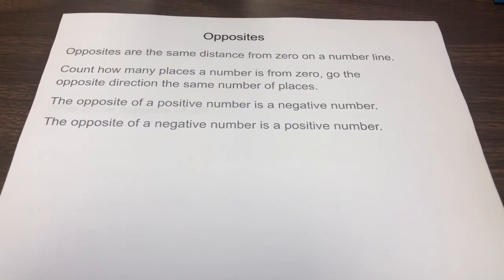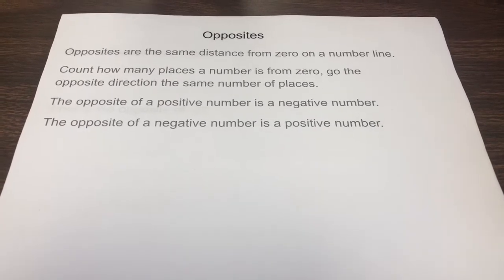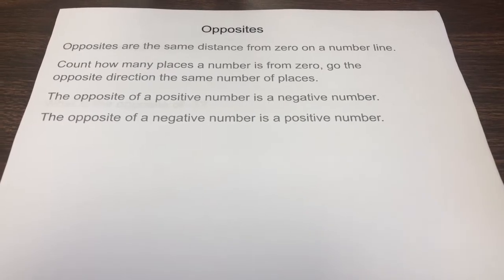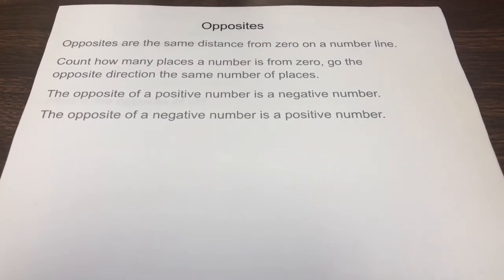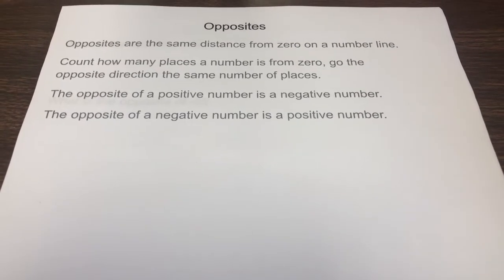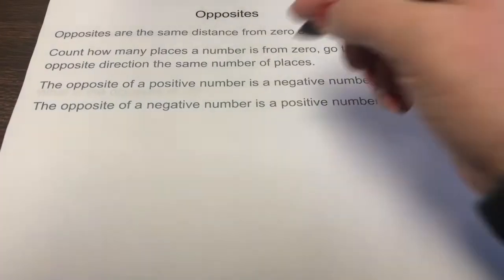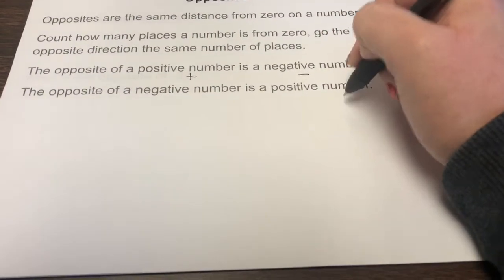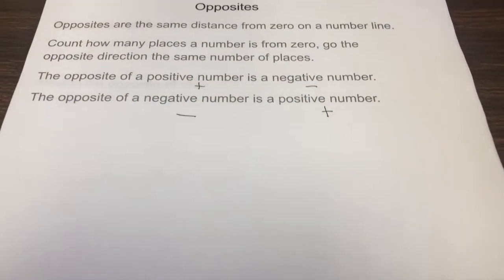Opposites. Opposites are the same distance from 0 on a number line. You can count how many places a number is from 0, go the opposite direction, the same number of places, and that will give you the opposite of the number. And a couple of tips when you're talking about opposites. The opposite of a positive number is always a negative number. And the opposite of a negative number is always a positive number.